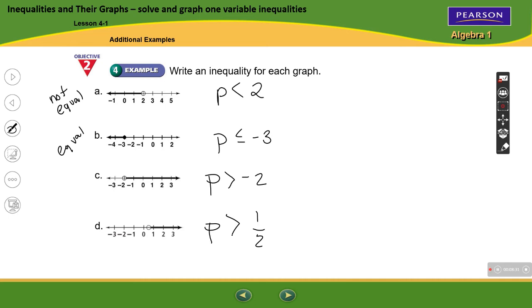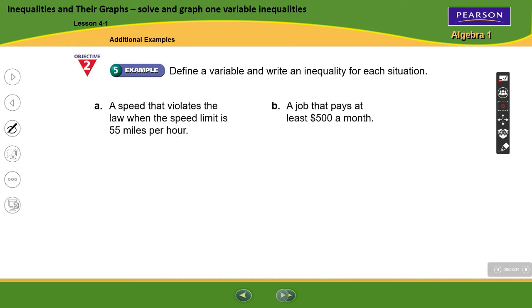And now we are on the last one for this video. And the directions for this one are define a variable and write an inequality for each situation. Letter A, a speed that violates the law when the speed limit is 55 miles per hour. So the first thing I'm going to do is define a variable. S equals speed that violates the law.